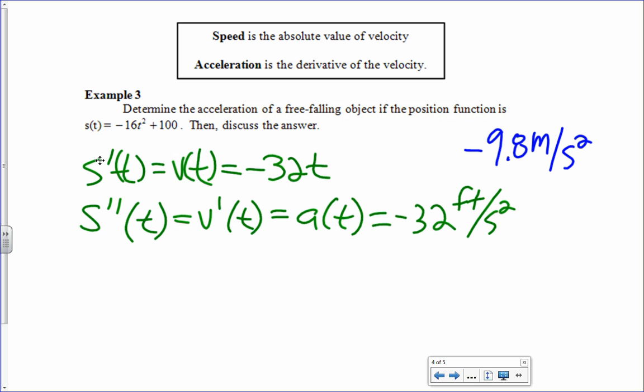Later on this year, I'm going to start you at negative 32 feet per second squared, and we're going to build our way up to the position function, which is basically the opposite of derivatives, and that's what the second part of calculus is. Obviously, derivatives go in one direction. Antiderivatives would be going the other way. But keep in mind that velocity has direction, and so does acceleration.